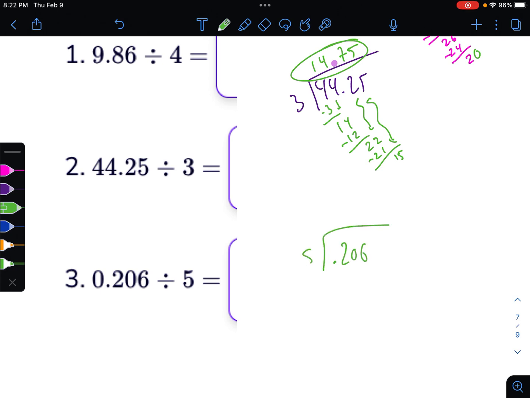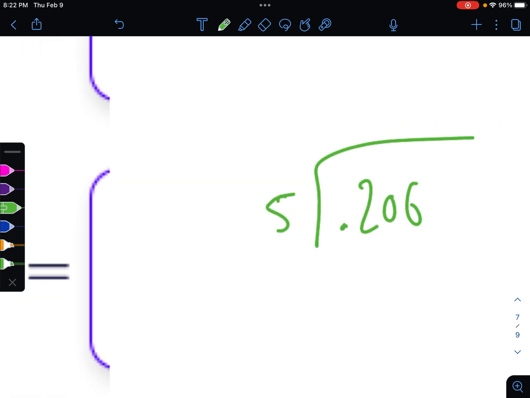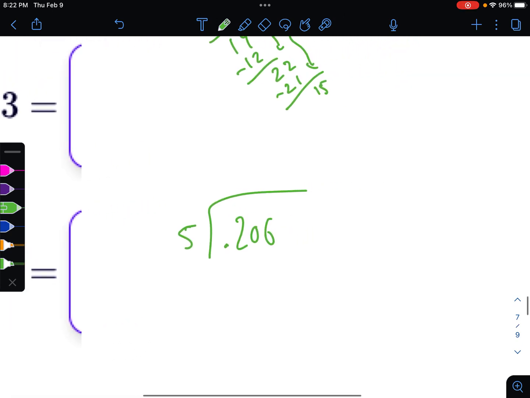206 divided by 5. Again, no decimal out here, so we don't need to move any decimals. Let's do this. 5 goes in... Oh, I'm going to put my decimal up here. Done. 5 goes into 2, 0 times. 5 goes into 20, 4 times. No remainder. Drop the 6 down. 5 goes into 6 once. 5 times 1 is 5.